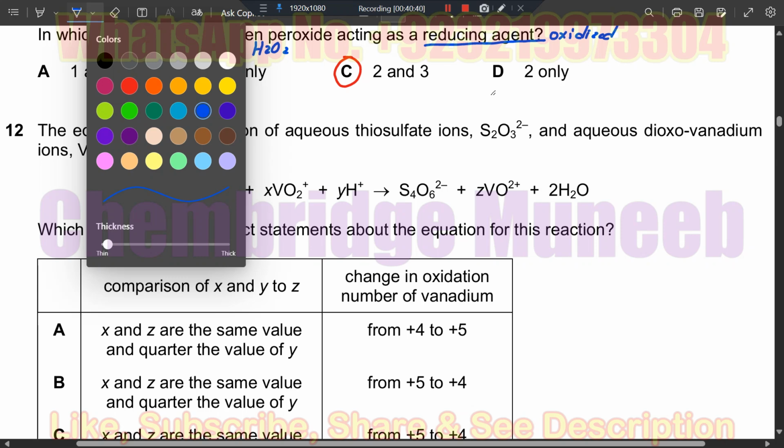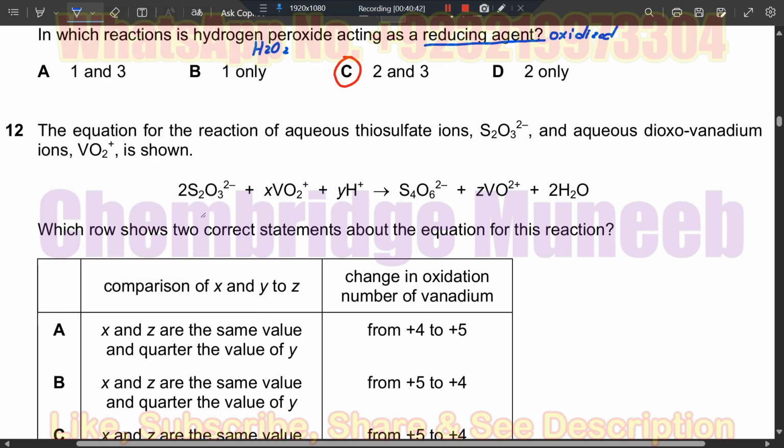This is a tricky question. I hope this will become a part of the examiner report, although it is not published yet. Okay, for this type of reaction, we have to find the oxidation states of all the elements. Only then we'll be able to solve the question.